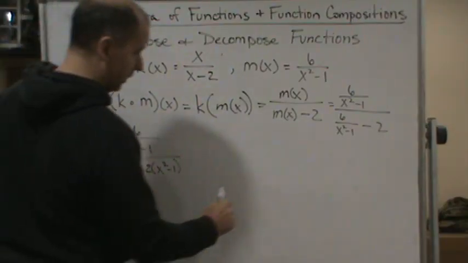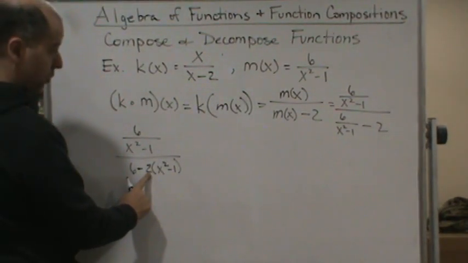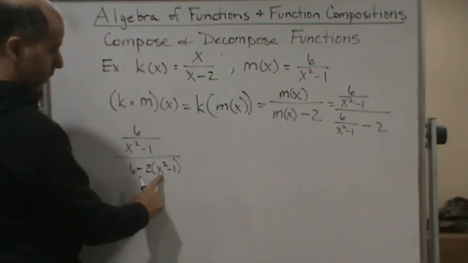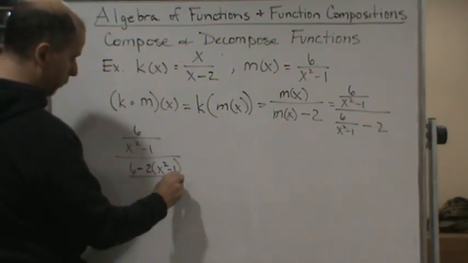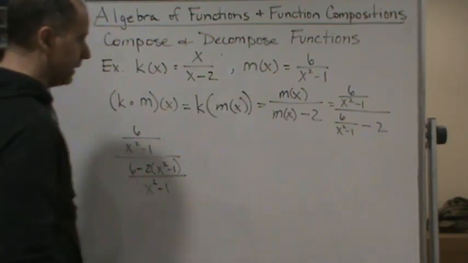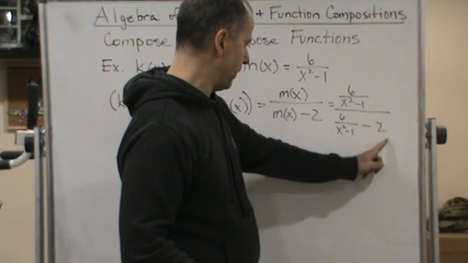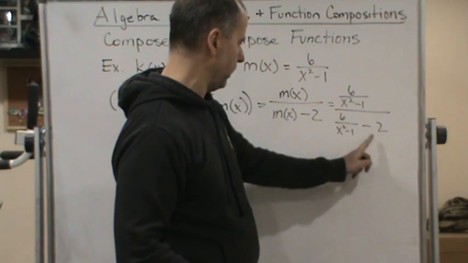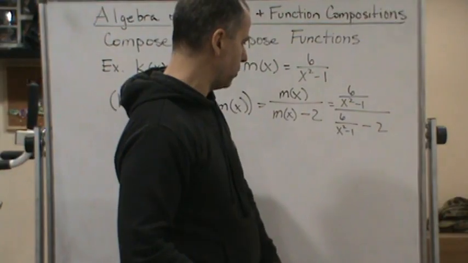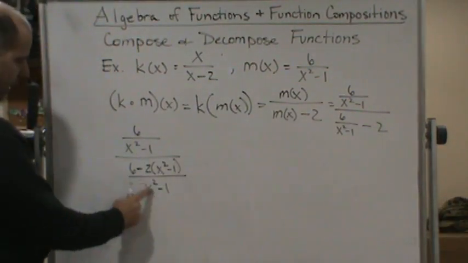2 times. Excuse me, there's a 2 here. So it's going to be 6 minus 2 times x squared minus 1 all over x squared minus 1. All I did was get a common denominator by multiplying the top and the bottom by x squared minus 1 and then combining the two fractions, since they would have common denominators. So this is how I got this.